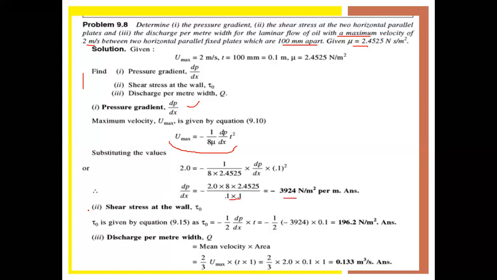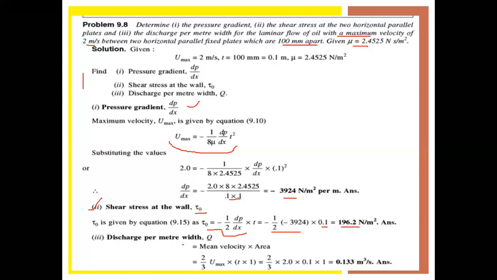Okay. Next, what is the second case? Shear stress at the wall, tau naught. The shear stress at the wall is given by this equation: tau naught is equal to half dP by dX into t. That is half into minus 3924, the pressure gradient, into the thickness. Directly substituting, you get the value.